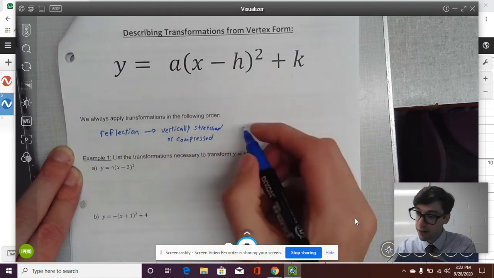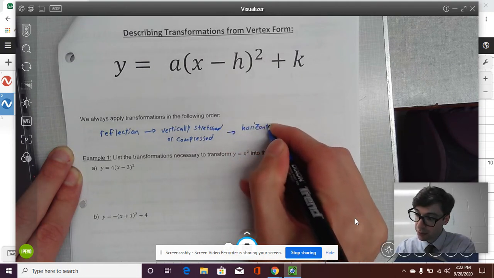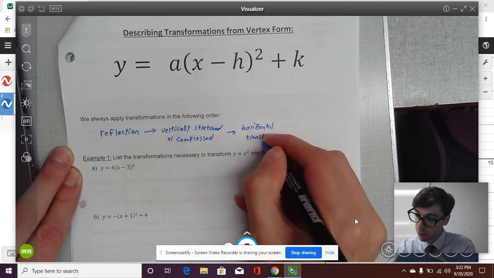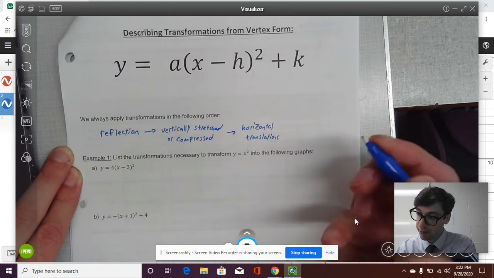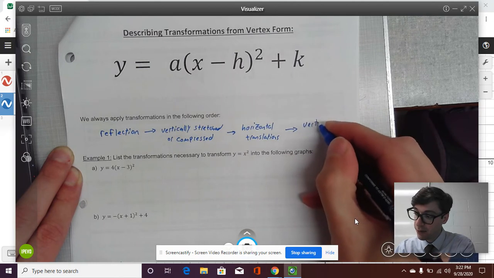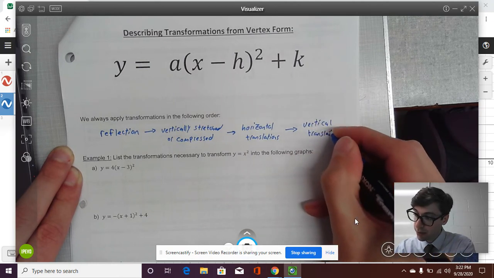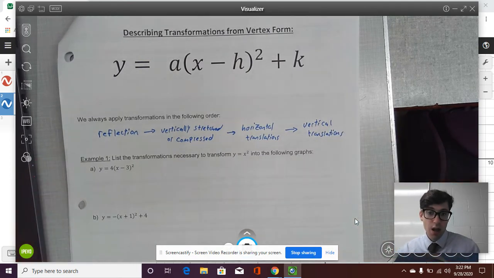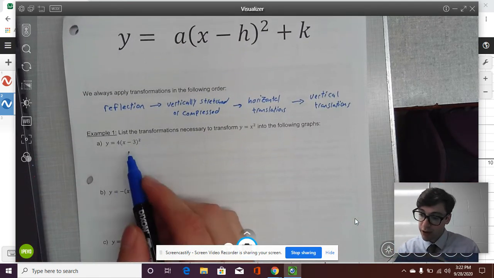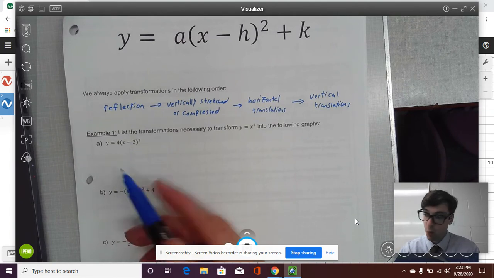Then we're going to look at the H value. The H value is telling us horizontal translations, whether it's right or left. And then finally, we're going to look at that last one. That's our K value, and that's saying, have we moved this parabola up or down? So we're going to describe the transformations that have happened to each of these parabolas, comparing it to that basic parabola y equals x squared.